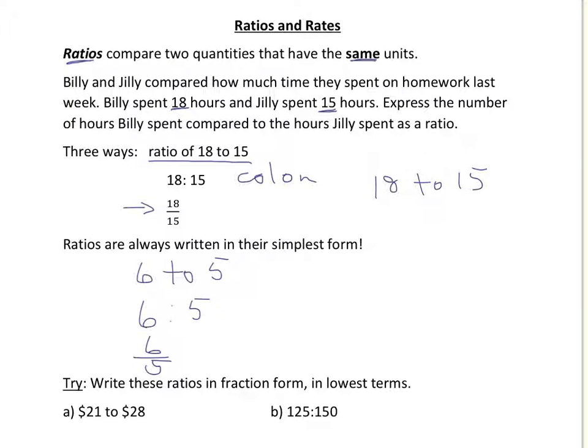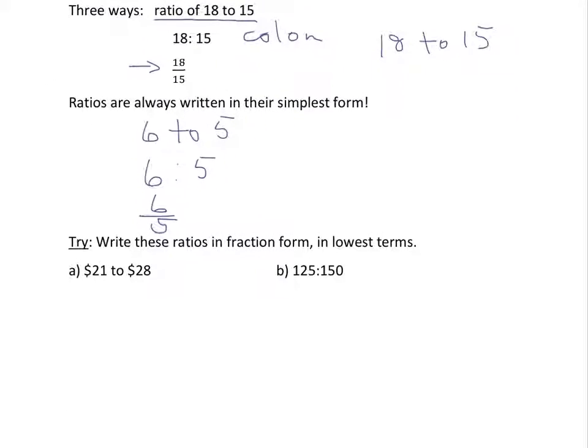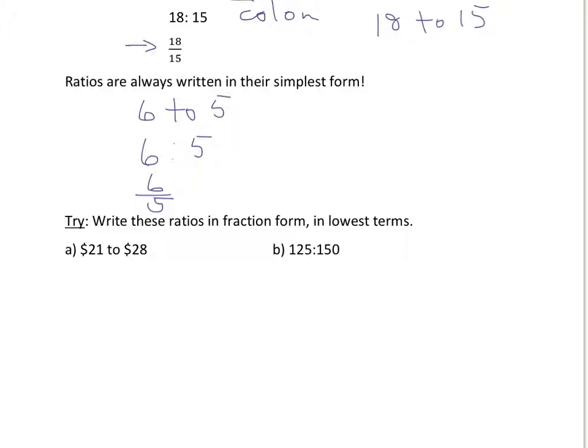Okay, so now try these ratios. There's two ratios here, one using words and one using a colon, and just put them in fraction form and in lowest terms. You might want to press pause and then check your work. So for A, we've got $21 to $28. We don't include the units when we are writing a ratio. So we'll just do it as 21 to 28.